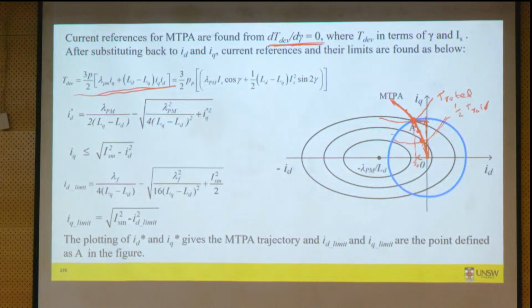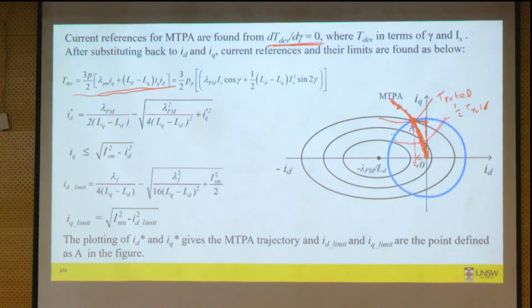And this is your rated operation. We cannot operate somewhere here. If we operate here, we are outside of the current limit, and outside of the voltage limit, right? So from zero speed to the rated speed, we operate along this trajectory up to here. And we can calculate out the ID and IQ.